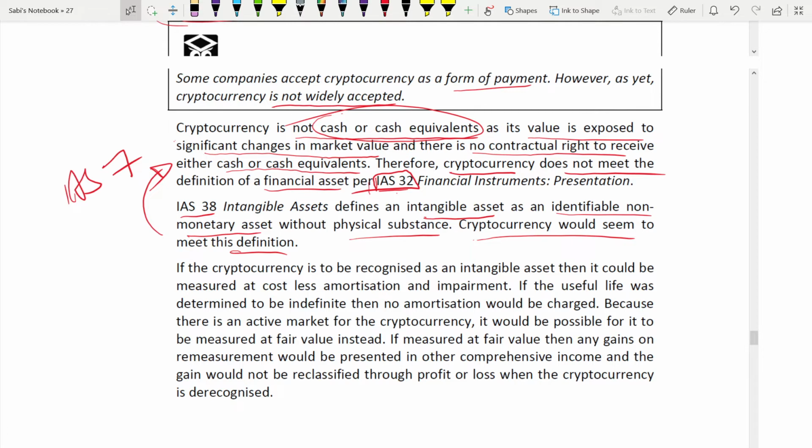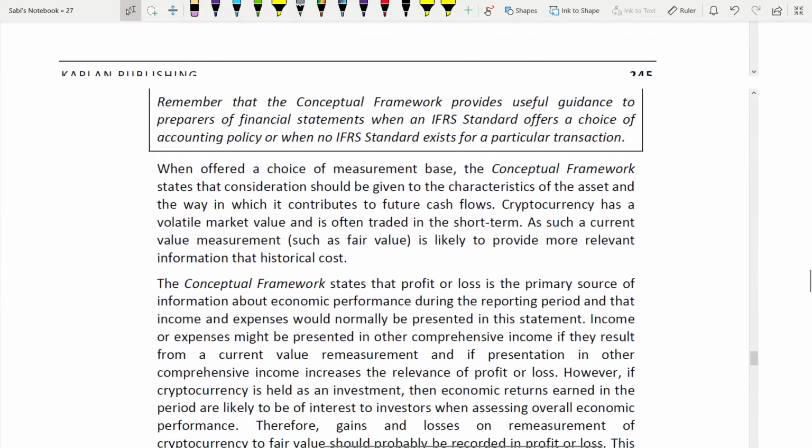Okay. So now the third paragraph should be how you're going to recognize, how you're going to measure, how you're going to present, how you're going to disclose, relating to what? Intangible assets. So you have to use the rules of IAS 38 now, because you stated the definition of IAS 38. And limit your answer to cryptocurrency, not general answers. That means you have to talk about amortization, you have to talk about impairment, you have to talk about fair value, where the changes will go, profit or loss, other comprehensive income, all these things will be in this paragraph. Okay.